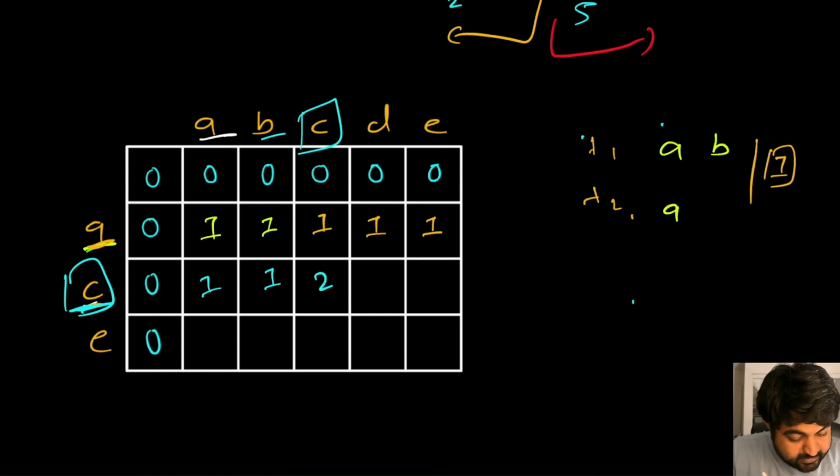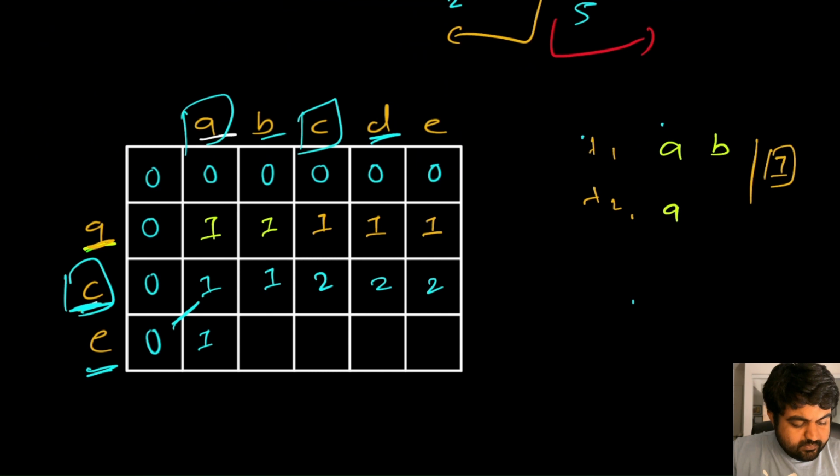Now for this d with c, we'll have to compare the maximum amongst these two, and the maximum value is 2, so we'll mark the value as 2 as the answer, and same way 2 as the answer over here. Now we are comparing e with this a, so once again the maximum amongst these two values is going to be 1, and notice we found 2 over here, but why are we marking 1?